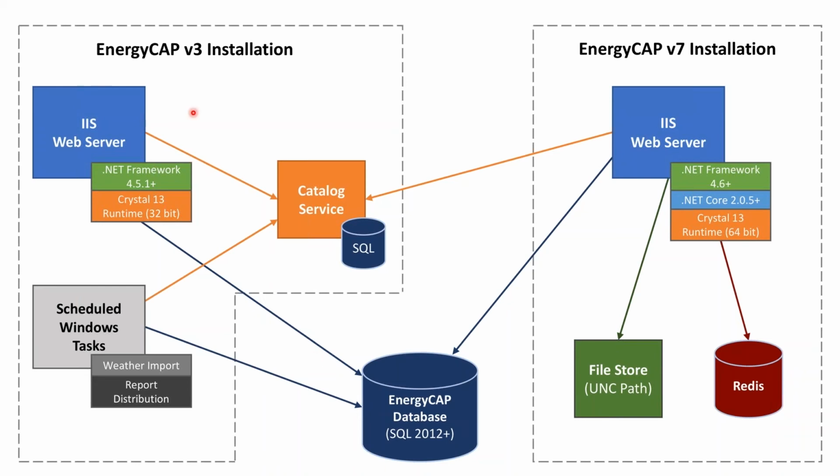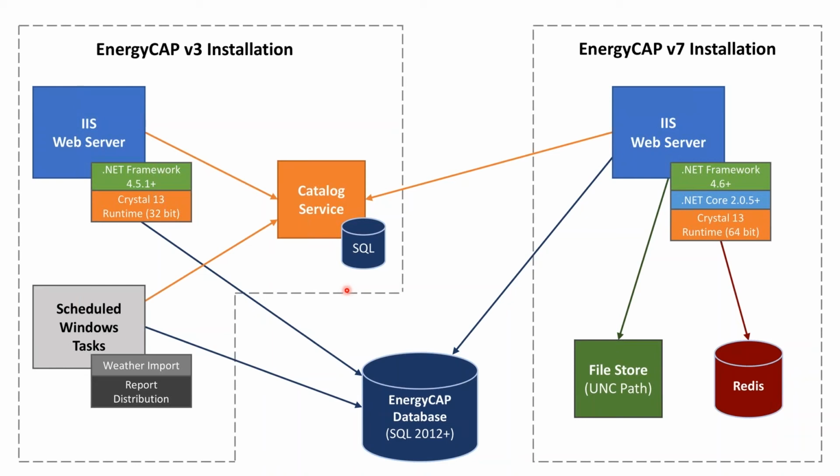EnergyCAP version 3 included an installation package in IIS that had some similar requirements to version 7. There were also scheduled Windows tasks to perform daily weather imports, as well as to send out report distributions via email. We also use a system called a catalog service. This is an EnergyCAP developed service that allows you to have one web server that can direct your users to multiple databases. Let me give you an example.